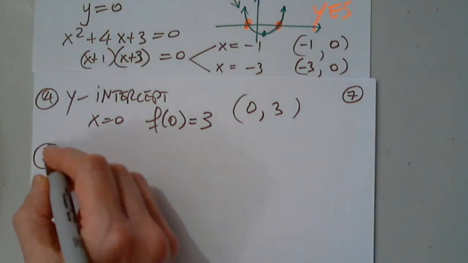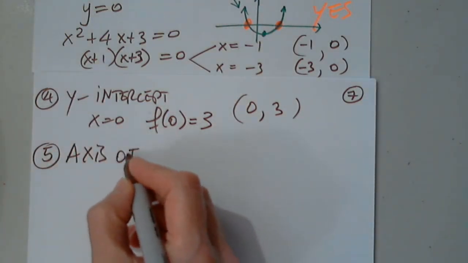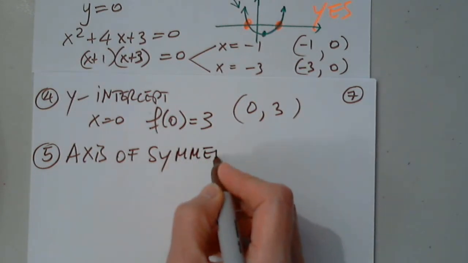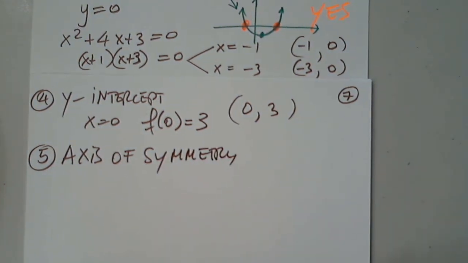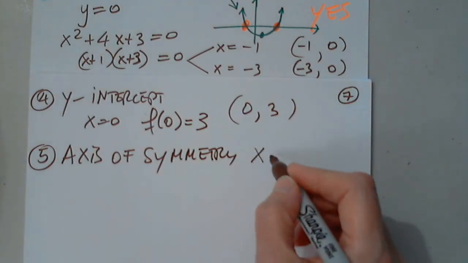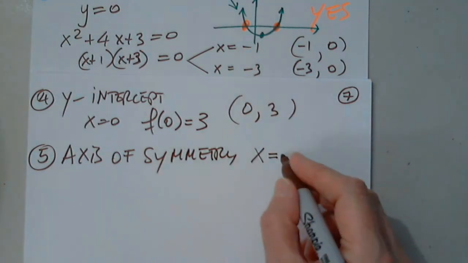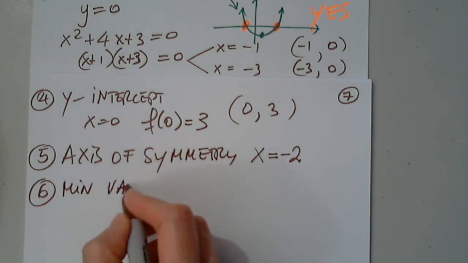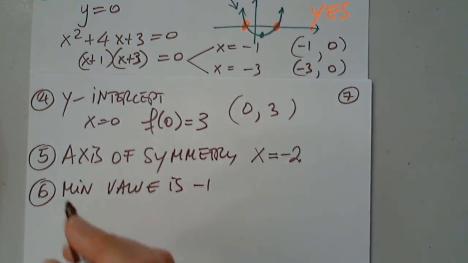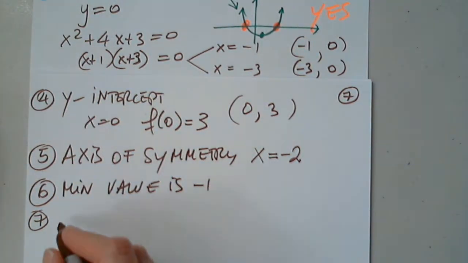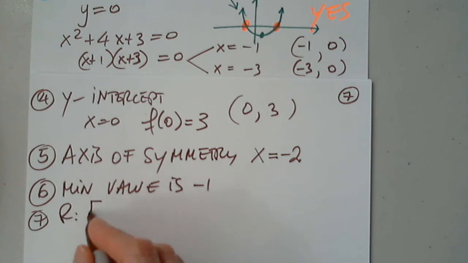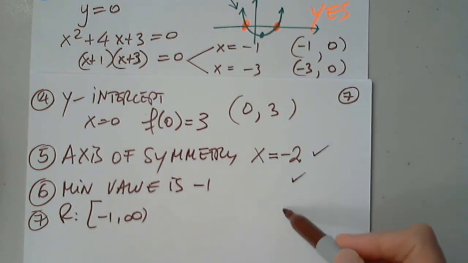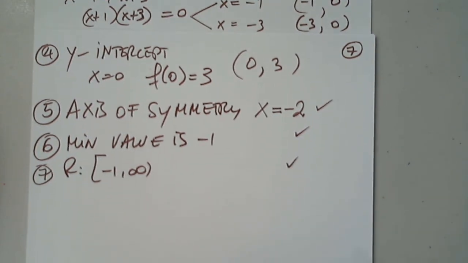The last two are words. So number 5, axis of symmetry. Yes, this is a symmetric graph. And this is always the x of the vertex, which is -2. You already gave me the minimum. Minimum value is -1. And you already determined the range for me. So the range is -1 to infinity. So these are just things to list and use right now.